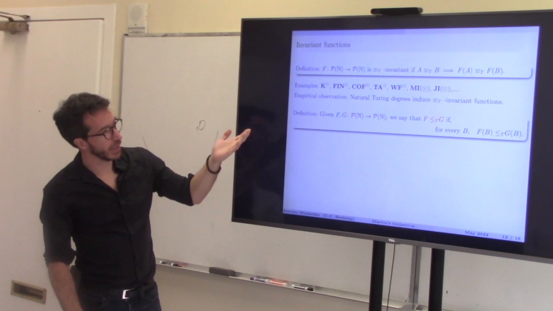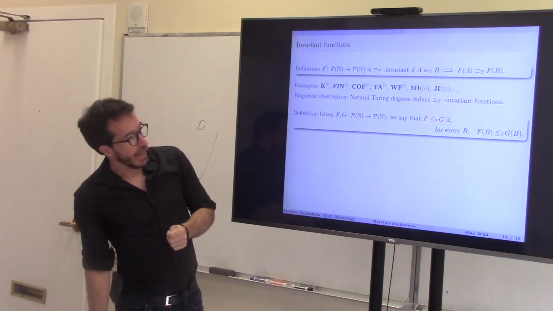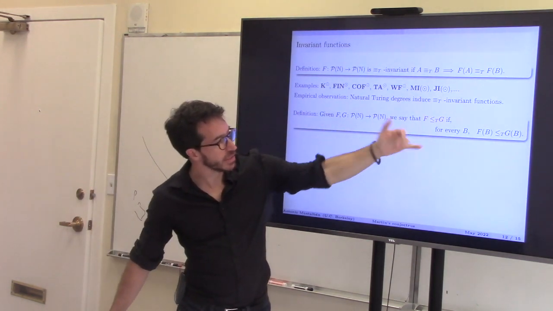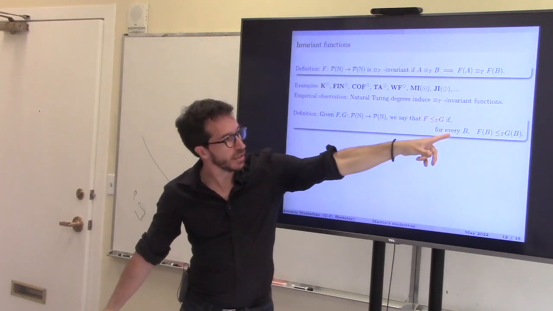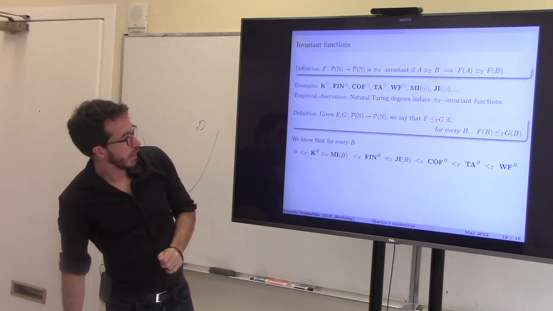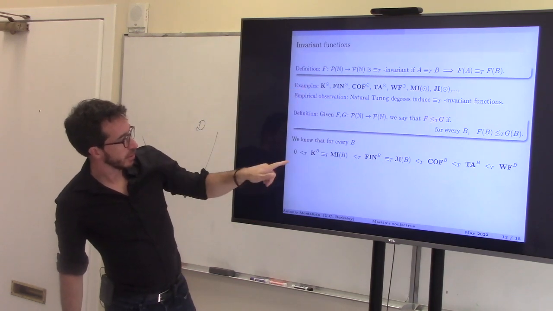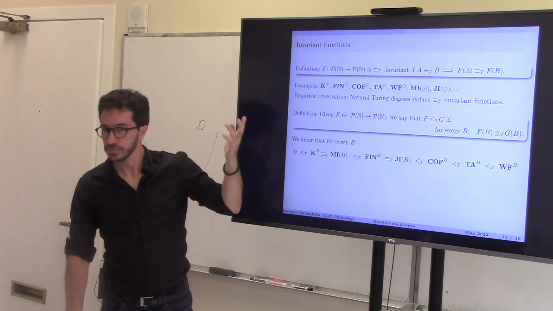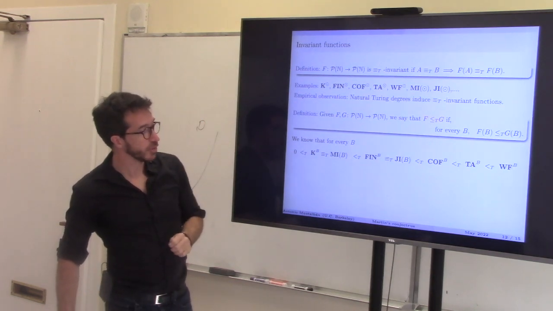Now we have the natural Turing degrees. They induce these Turing invariant functions, and we can compare functions. This is the first definition you will come up with: one function is below another one if for every degree b, f of b is less than or equal to g of b. And so we know that among these, the ones that we talked about, for every oracle, they are in this order. Because all these proofs that we did, well, we didn't do that, I say they're doable, they relativize.